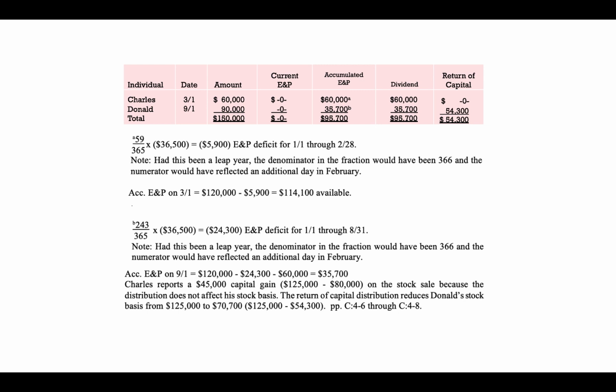We also have to subtract the $60,000 dividend we've already allocated to Charles. That leaves us with an accumulated earnings and profits balance of $35,700 on September 1. So for Donald, he has a $35,700 dividend and a $54,300 return of capital. All right, so his basis is going to be reduced by that. It's going to be $70,700. And Charles' basis is not reduced at all because we treated all of this as a dividend, none of it as a return of capital.